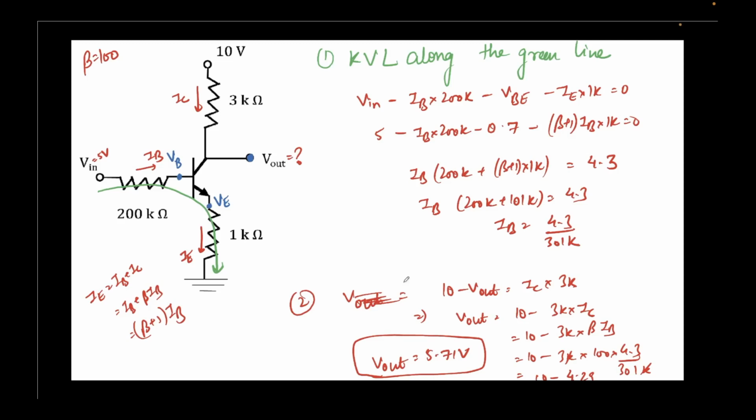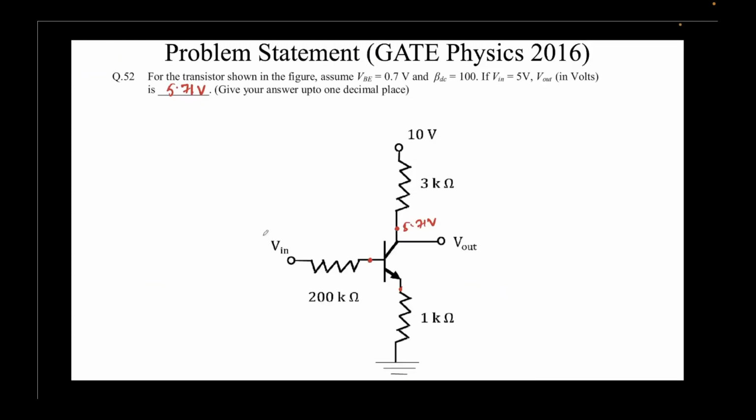So let's calculate this value. That will be 4.3 divided by 301, so that will be around 14 microamps. So this is approximately 14 microamps. And this is 5 volts, right? So what will this node be? This VB will be equal to 5 minus 14 microamps times 200K. I'm just calculating it for you. This is coming out to be 2.14 volts. So this node is at 2.14 volts.